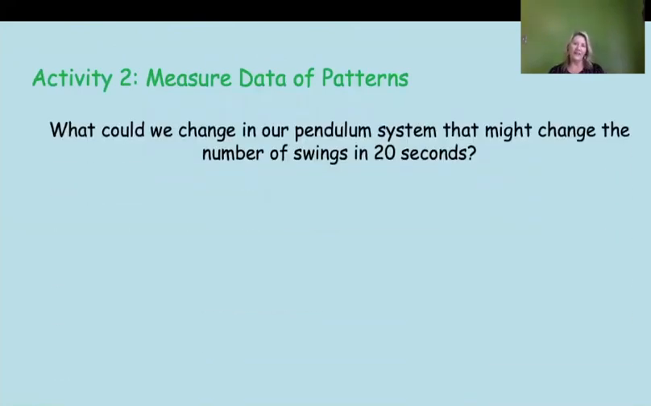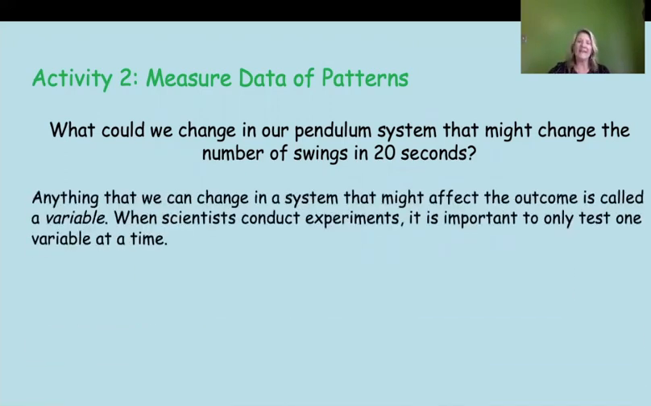What could we change in our pendulum system that might change the number of swings in 20 seconds? So far we have 16, 15, 15. It's about the same. What is a variable or one thing we can change? Anything that we change in a system that might affect the outcome is called a variable.